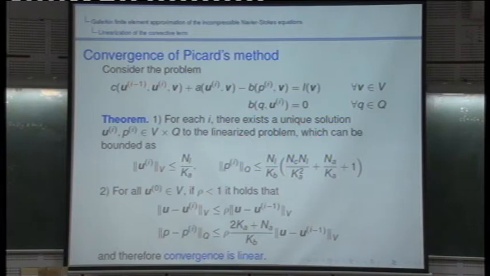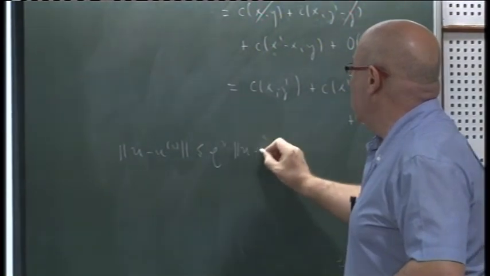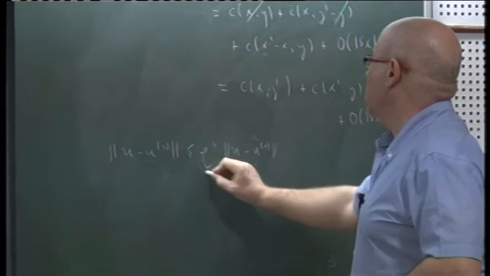And how is convergence? Convergence is in this form: the norm of u minus u at iteration I is smaller or equal to rho times the norm of u minus u at iteration I minus 1. That means that if rho is smaller than 1, we decrease the error between the converged solution and the solution at each iteration. If we proceed inductively, the norm of u minus u at iteration I will be smaller or equal to rho to the power of I times the norm of u minus u at iteration 0, which is a given number.